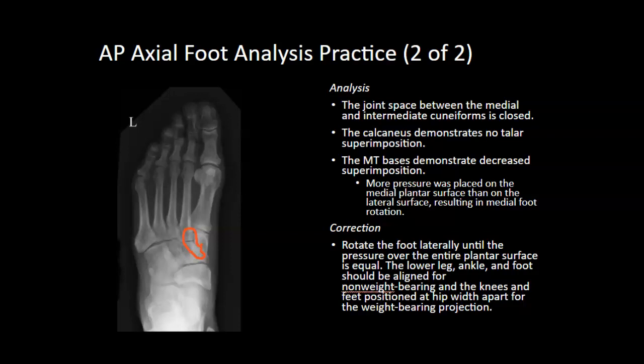The next thing you want to look for in this projection is whether we have open joint spaces, because we want to make sure we have the appropriate central ray. We have our navicular cuneiform joint spaces open and our metatarsal joint spaces open. Therefore the central ray is good.